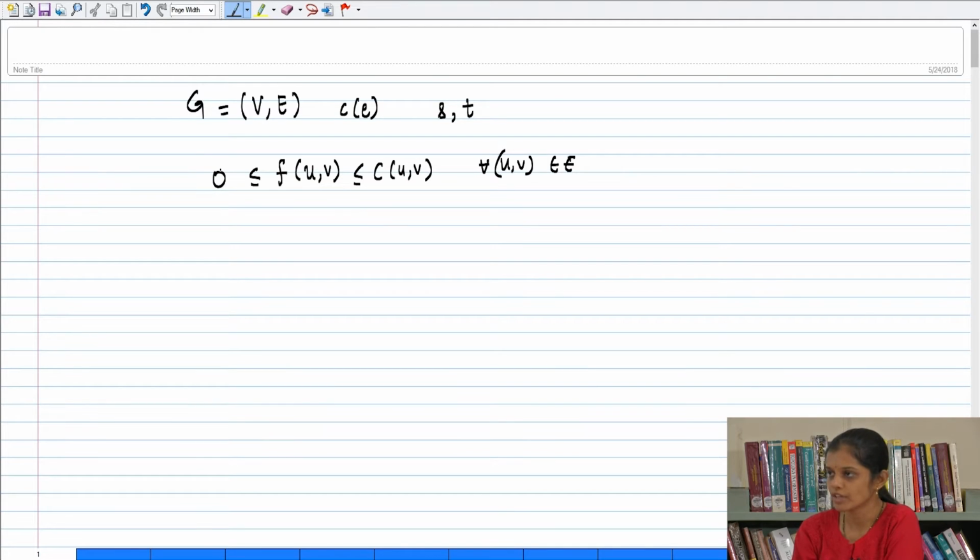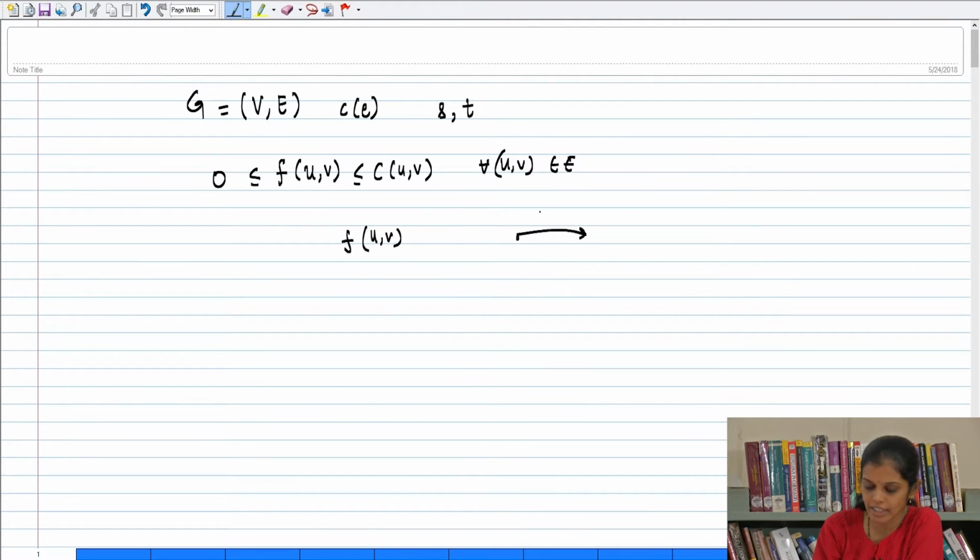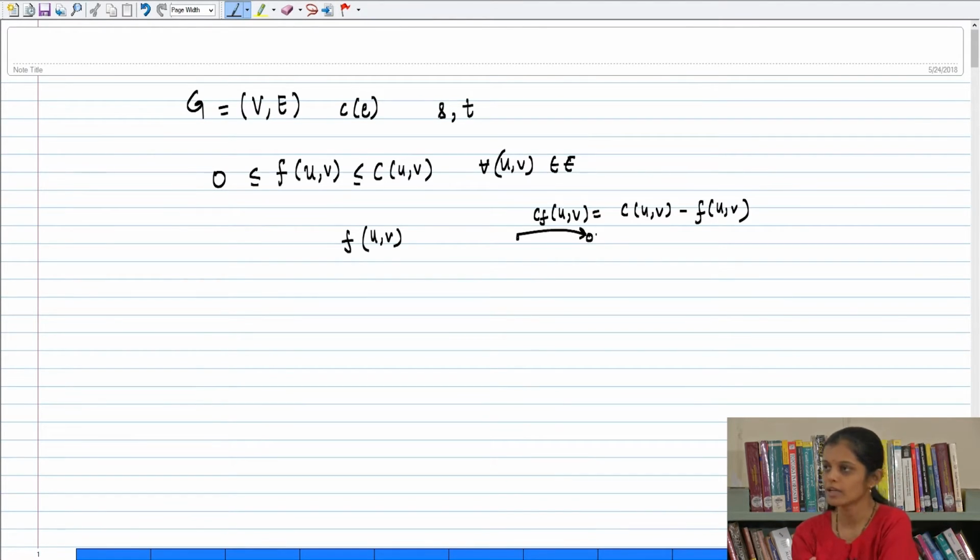So we have this flow function, we defined a residual network. So can you elaborate how did we come up with the residual network? So if you had an edge (u,v) and you sent a flow f(u,v) on that edge, then you defined the residual capacity of that edge, which was defined as c_f(u,v) equal to c(u,v), which was the original capacity, minus f(u,v). This was the residual capacity of that edge. Is that all the edges that are present in the residual network?